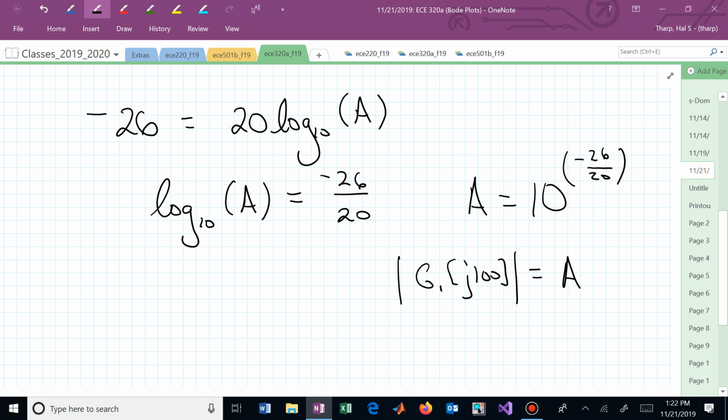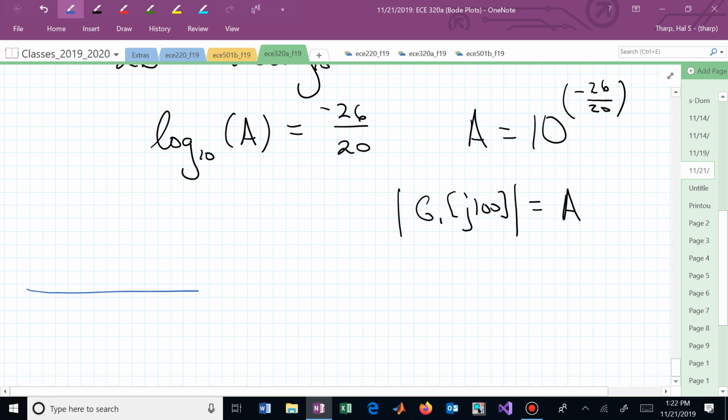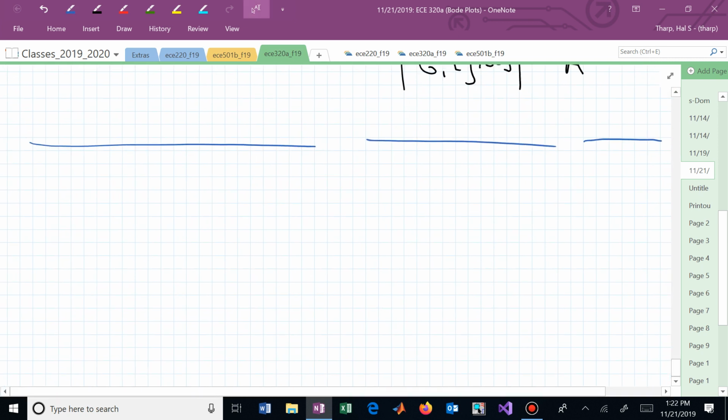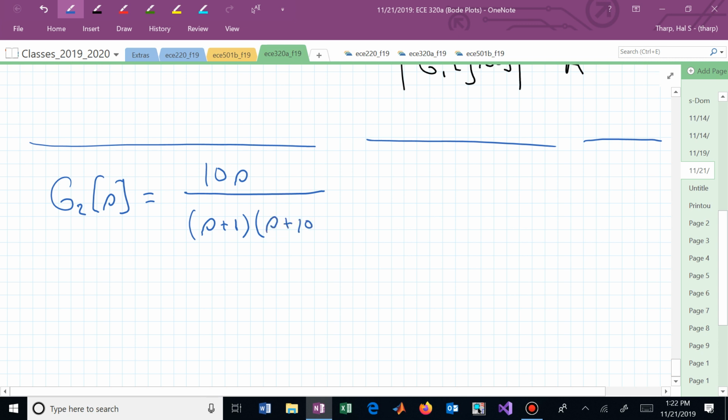Let's sketch another Bode plot, because I know you want to run home. Well, now running, you might be running because of the rain, but I'm thinking you want to run to get home quick so you can do this. This is now, let's say, our second example. Let's say this is G sub 2 of s is now 10s over s plus 1, s plus 100.